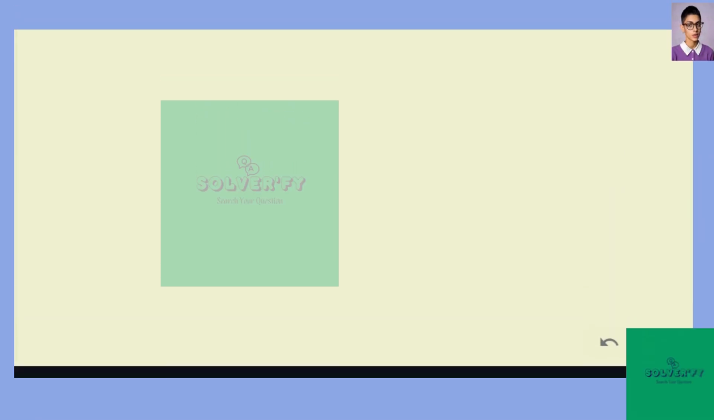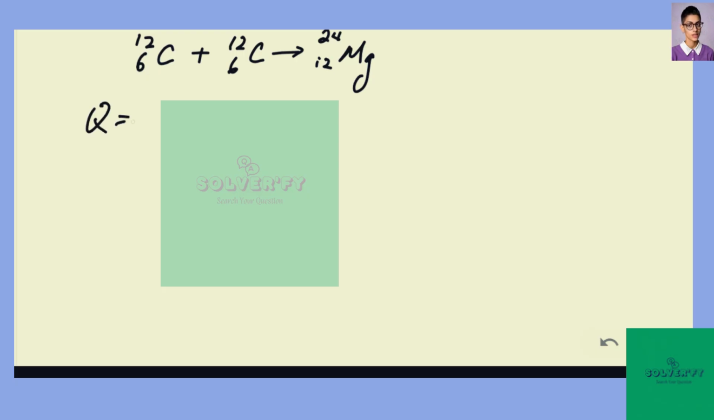For this question, we are looking at the energy that's released when we fuse two carbon nuclei into a single magnesium nuclei. Now this is the fusion reaction equation, and we want to find what is the energy released, which is the Q value. So we just take the change in the mass of the nuclides multiplied by c squared.